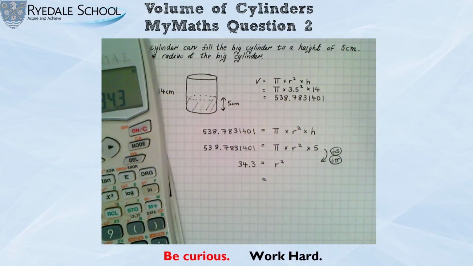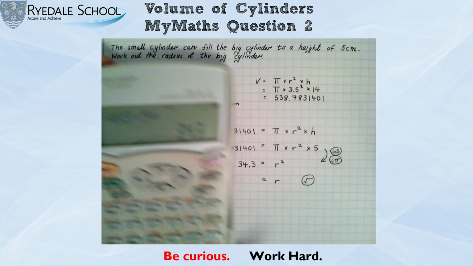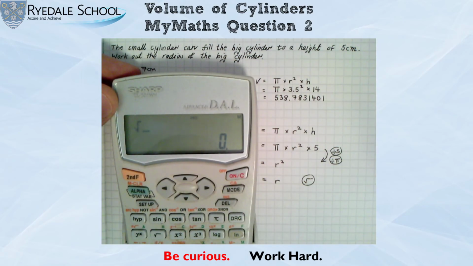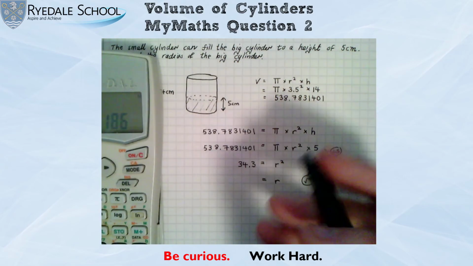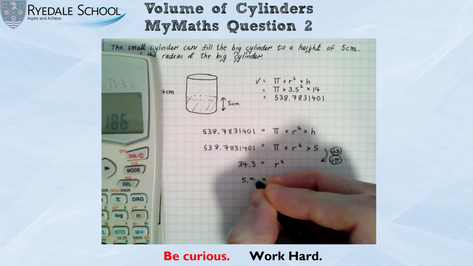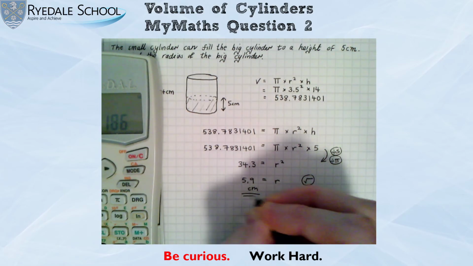And then if I want the radius, I need to do the square root. This probably will be a nasty answer again. Let's do the square root of 34.3, and it is 5.85666, blah, blah. So to 1 decimal place, again, we're going to be rounding up. It is 5.9, and this was in centimetres.